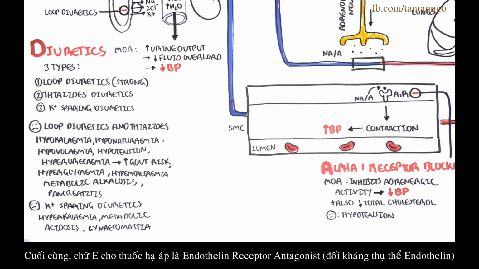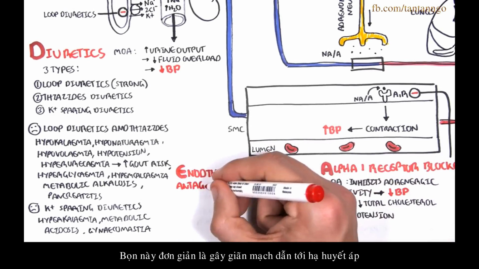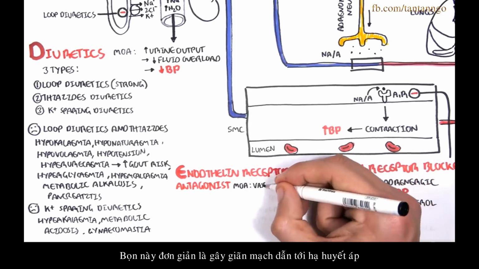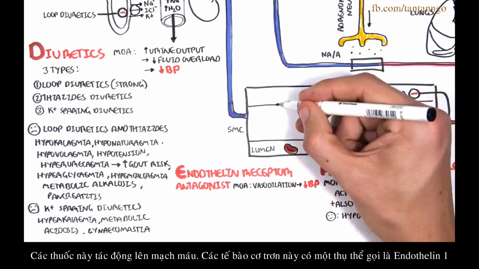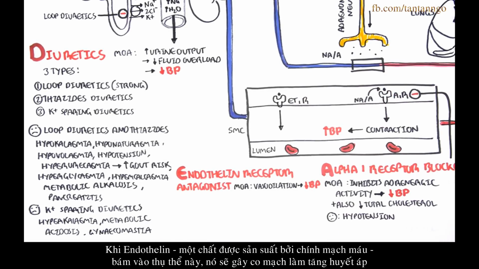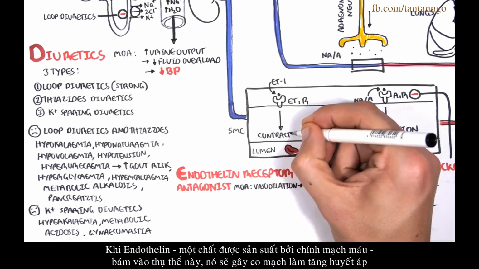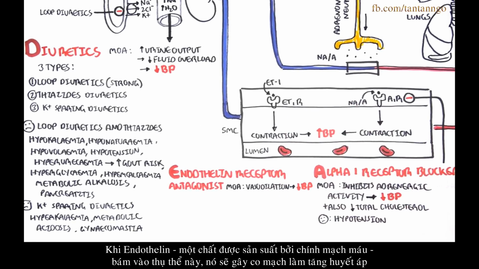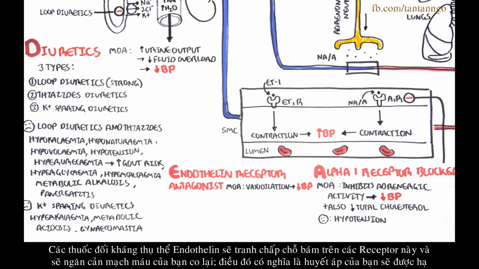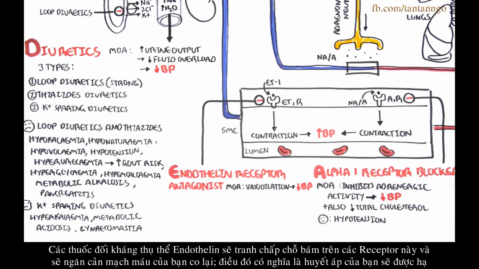Finally, E, for antihypertensives, is for endothelin receptor antagonists. And these guys basically relax the blood vessel, causing vasodilation, which will cause a decrease in blood pressure. They work on the blood vessel. The smooth muscle cells contain endothelin 1 receptors, which when endothelin, a molecule produced by the blood vessel itself, binds onto it, it will cause contraction and narrowing of the blood vessel, which will cause an increase in blood pressure, of course. Well, endothelin receptor antagonists, as the name suggests, inhibit this receptor, which means you don't get contraction of the vessel, which means that you will lower the blood pressure.